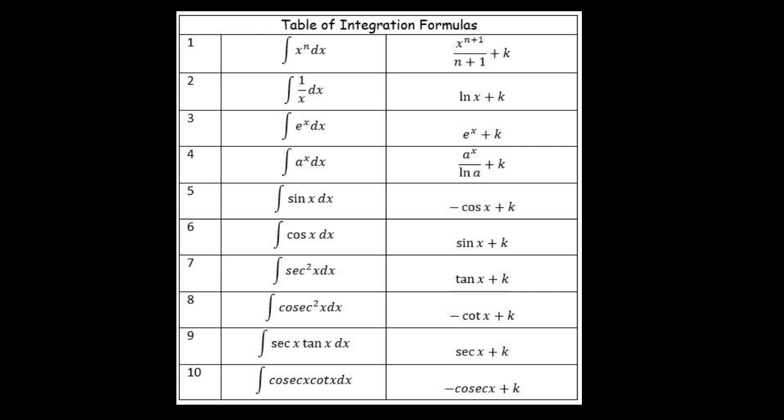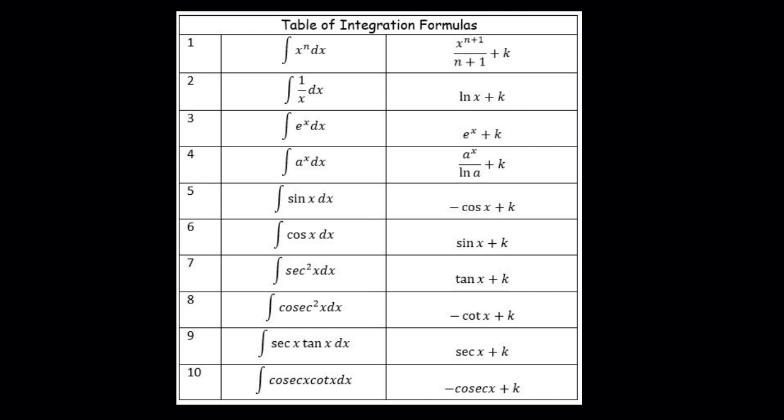Number 4 is the integral of a raised to power s ds. This is going to give us a raised to power s divided by ln a plus k. Remember, when we differentiated a raised to power s, it gives us a raised to power s ln a. Now we got a raised to power s, but it was now multiplied by ln a. So in the reverse, we are dividing by ln a, so that when it cancels out, it will still be the same function. So the integral of a raised to power s ds is a raised to power s divided by ln a plus c.